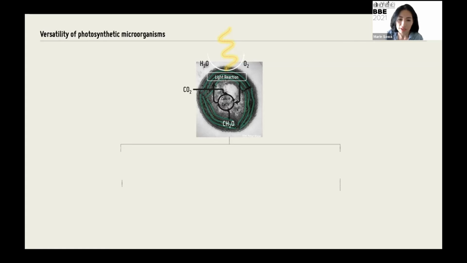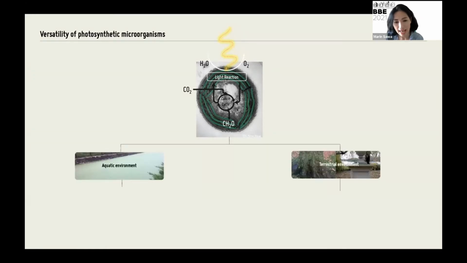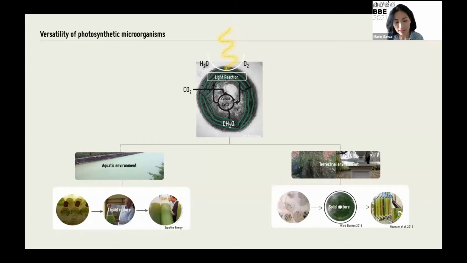As you must have seen, algae are everywhere in our environment. They do grow given all these prerequisites, and they grow in both aquatic and terrestrial environments. And these are translated into how they are cultivated in research and industry, more predominantly liquid culture for large scale up. But emerging work has been done on solid culture since 2000.